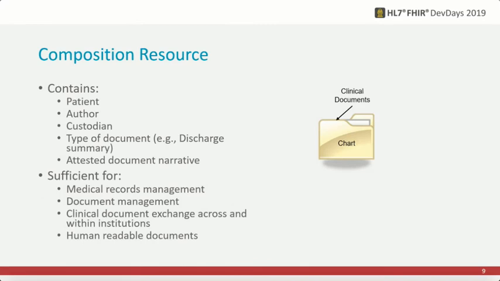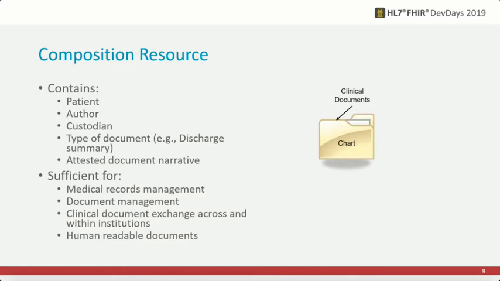So the composition resource, as I mentioned before, sets that context. It has things like the patient, the author, the custodian, all that information. It's basically sufficient for medical records management, document management, and such. I like to think of it as an index into the document as a whole. It's got all that information that you want to be able to search on, and the composition resource actually has a lot of search parameters that let you go in there and say, I want to find all composition resources about this particular patient, or I want to find all discharge summaries.